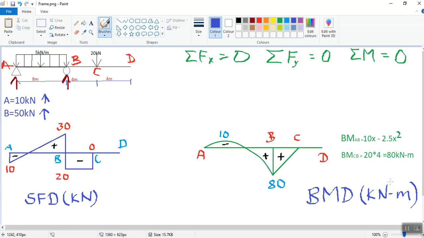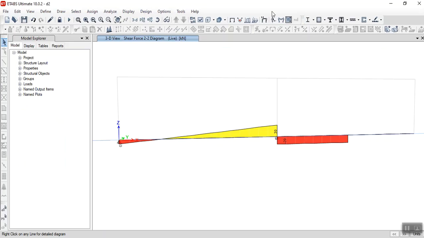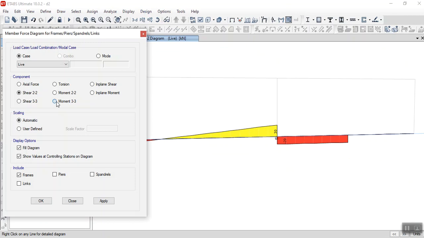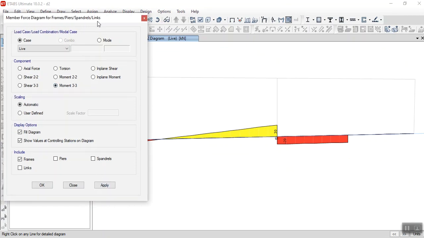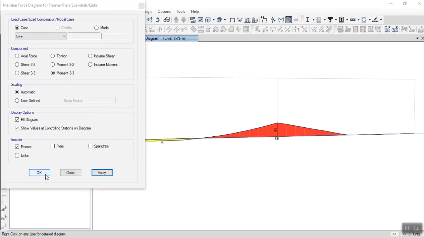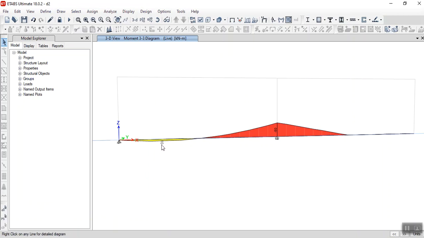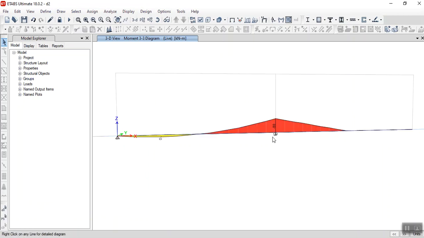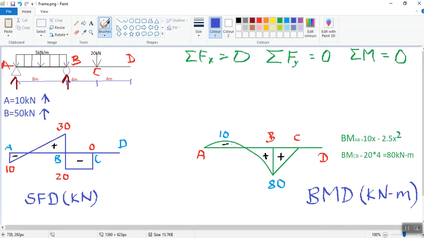Now we will see the bending moment diagram. For this, click it, moment 33 as in perpendicular direction to load. Apply. Okay, same 10, here you can see 10 and it goes to minus 80 as we have drawn it.